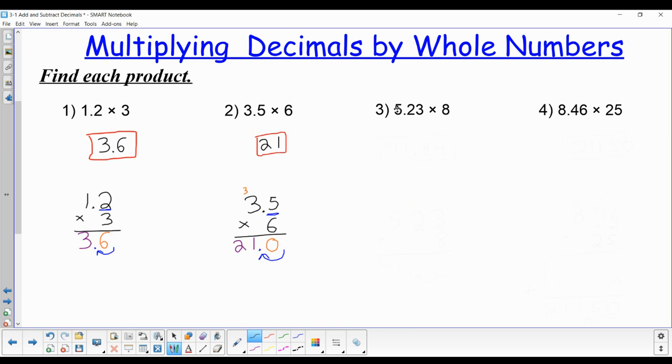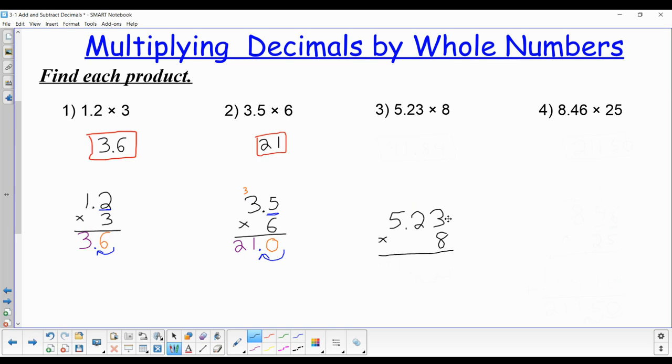Problem number 3 is slightly different, but will be done the same way. We'll take our 5 and 23 hundredths times 8, and we're going to skip a few lines, and we're going to write this like it was 523 times 8. The only difference is there is a decimal there that at the end we'll look at. So we go to multiply.